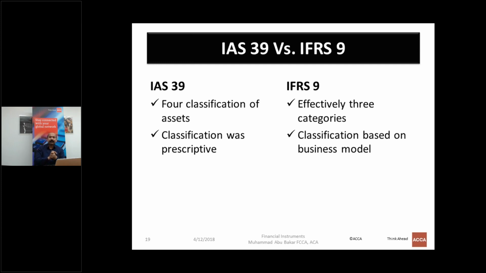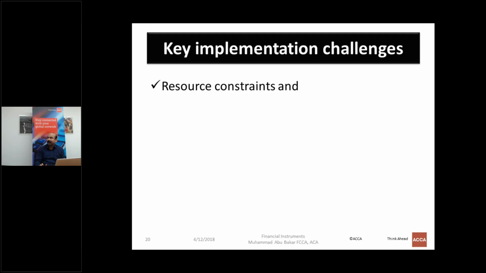Okay, so there are a number of other differences on the asset side. Probably the most significant that has not been mentioned so far is the removal of the embedded derivative concept on the asset side. Okay, what are the key implementation challenges? The key implementation challenges, number one, is the key constraints.